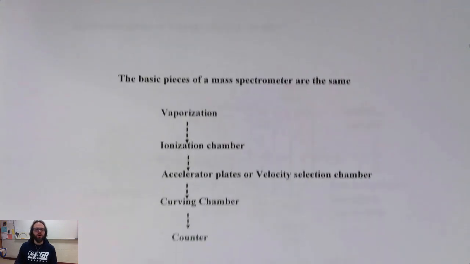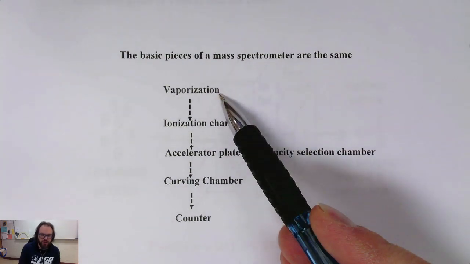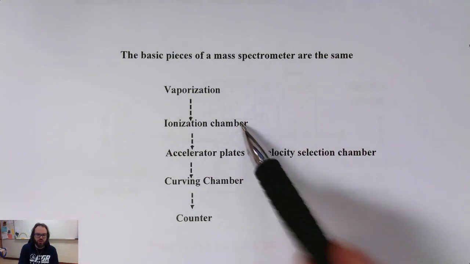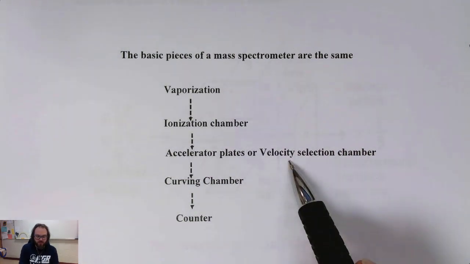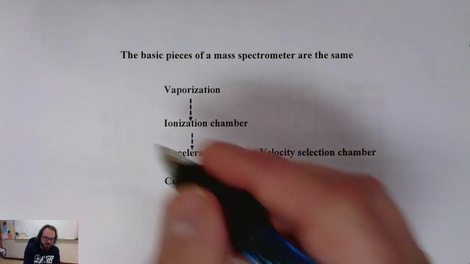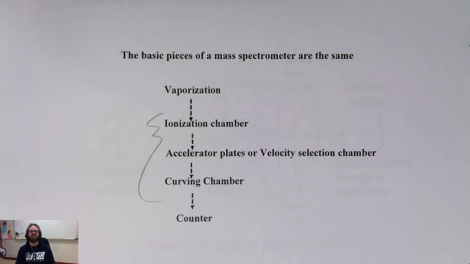But just to start off, let's take a look here. There are five major components we need to look at. The first one is our vaporization. So we vaporize it. Next, we're going to look at our ionization chamber. Then we have our acceleration plates, or velocity selection chamber. And then we're going to have our curving chamber. We're specifically going to look at these parts here for our calculations in this class.